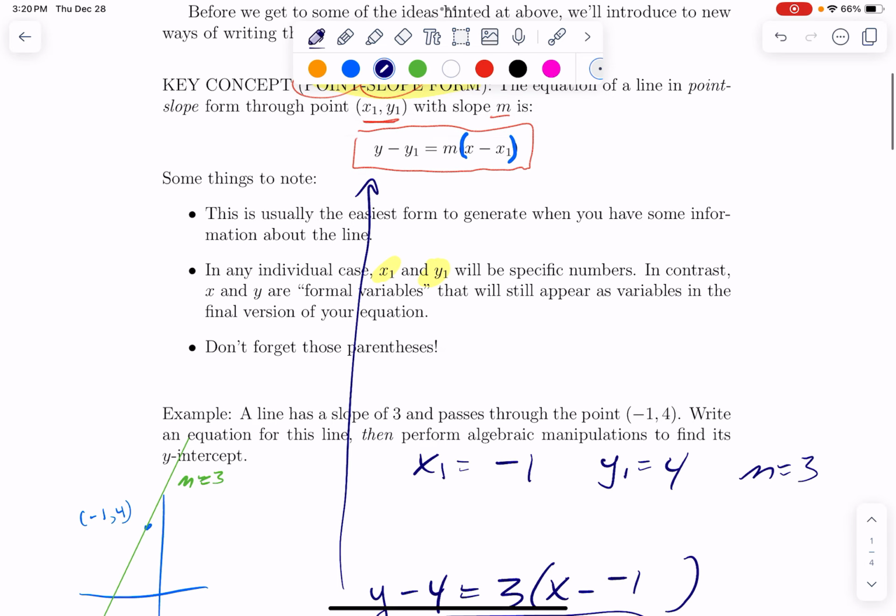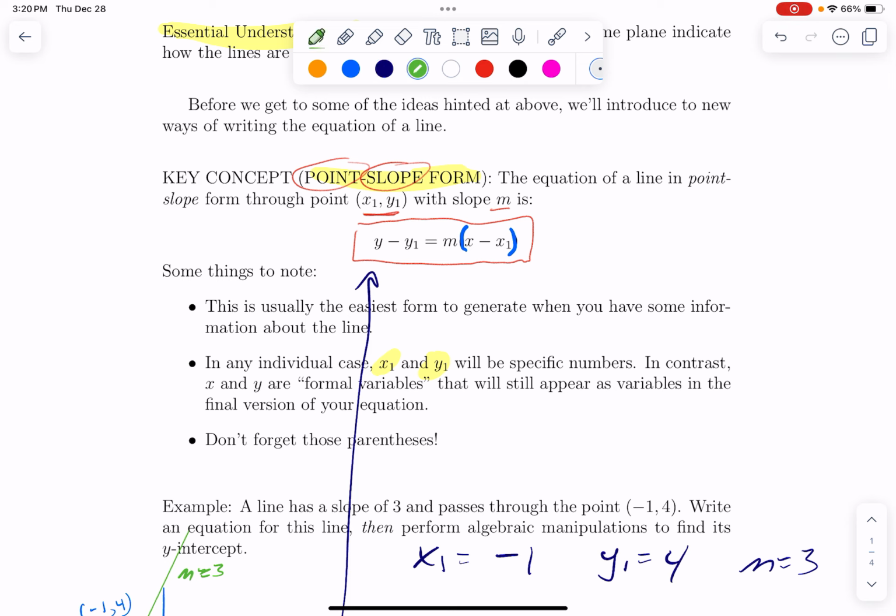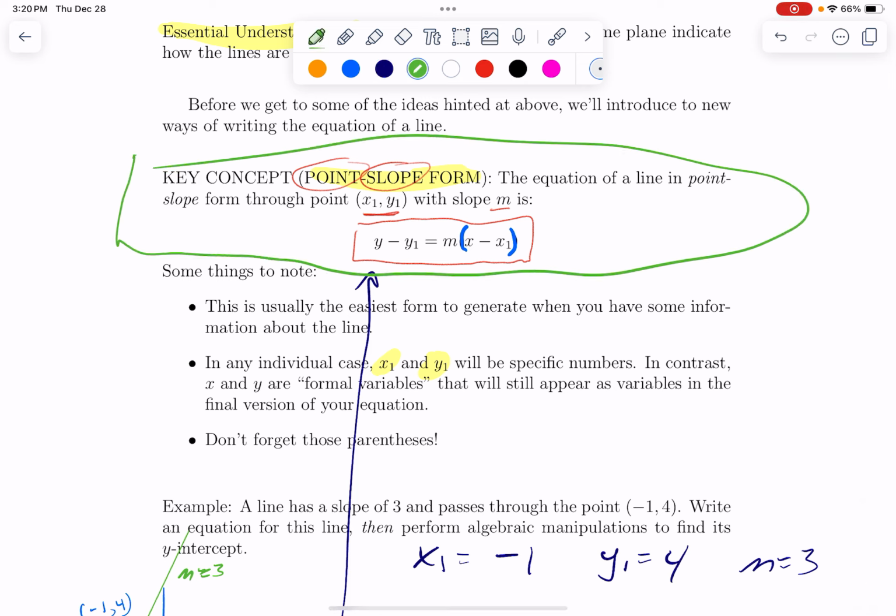So make sure you know this form. It's really handy. In calculus, this is the form I use most often. If the instruction is just write an equation and no one says you have to put it in a specific form, this is often the best one.